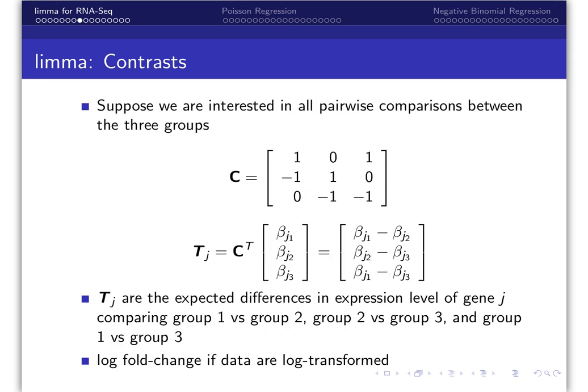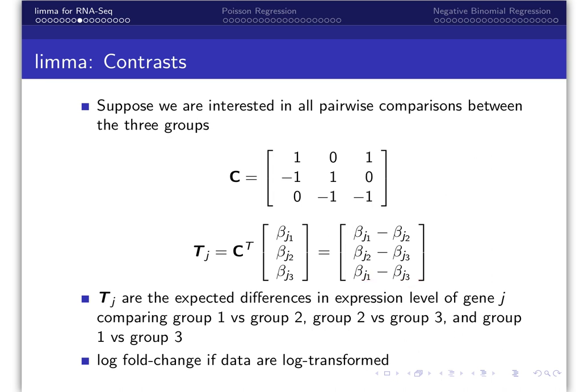If we are interested in all pairwise comparisons for the 3 groups, our contrast matrix would be structured like this. That is, we want to compare each of the 2 groups. So column 1 is 1, minus 1, and 0, and this is group 1 minus group 2. In column 2, we have 0, 1, and minus 1, and this is group 2 minus group 3. In the third column, we have 1, 0, and minus 1. This is group 1 minus group 3.